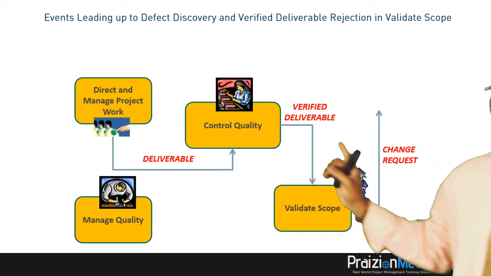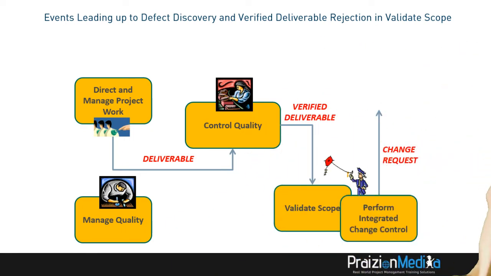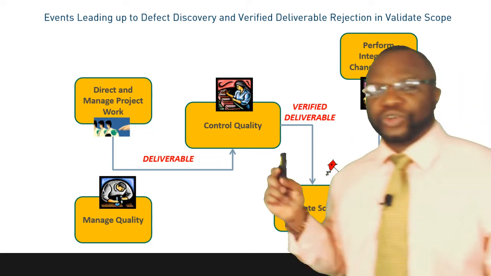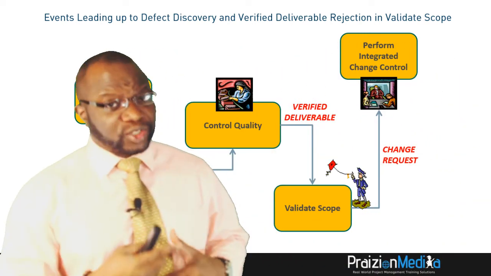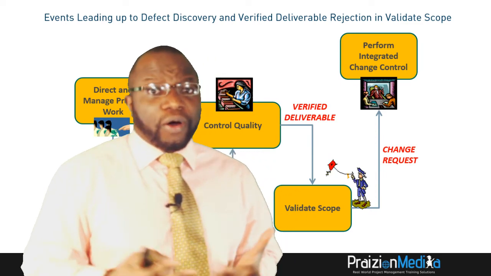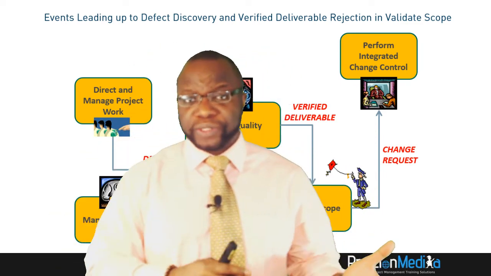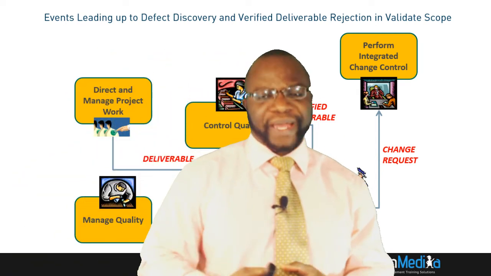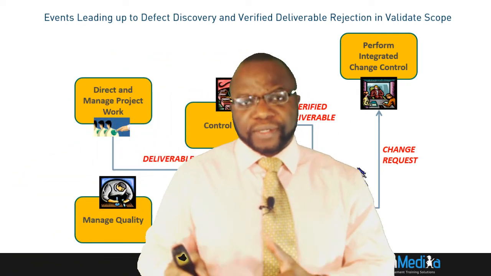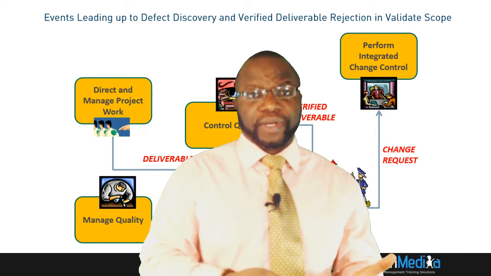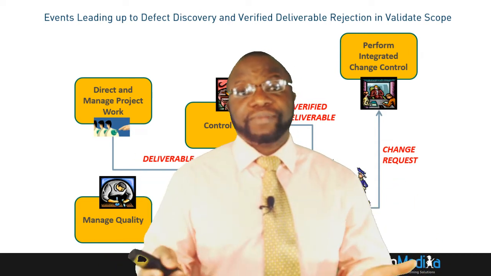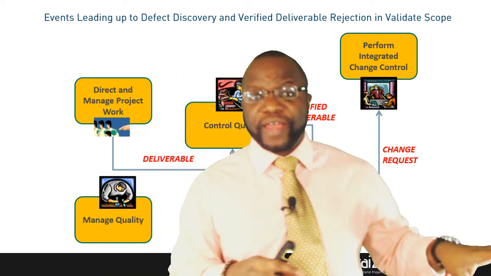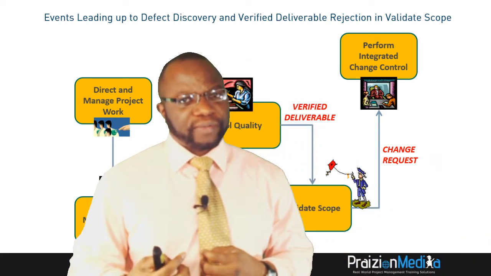Now this change request that we're getting is going up to none other than Perform Integrated Change Control, and this is where the Change Control Board is going to take a look at the change request, or maybe it's just the project manager and the sponsor. This is a totally different story up here because it really depends on the project. Sometimes there's a change control board, other times there's none. Other times it's the sponsor. Other times it's the project manager in isolation of everyone else. It depends on how much power the project manager has been given.